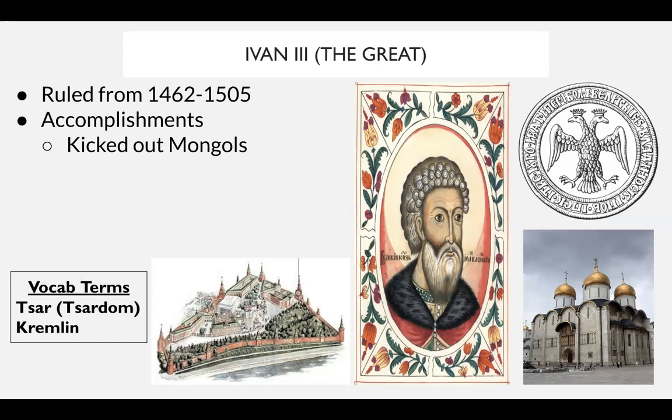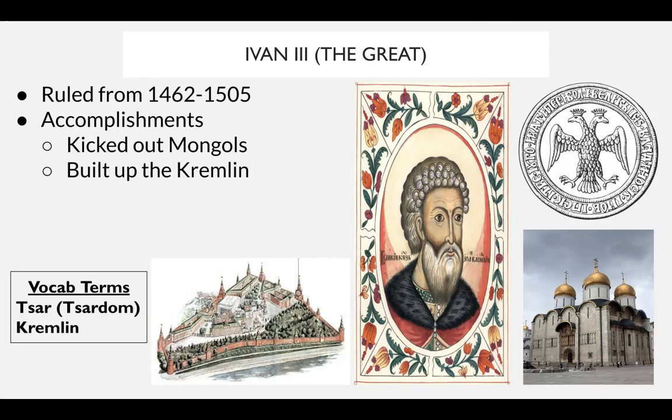And as such, he says, in order to establish my popularity, I'm going to declare myself Tsar of Muscovy. So he is one of the earliest rulers in Russian history to use the title of Tsar. But he's going to do other things to demonstrate his newfound authority after removing the Mongol yoke from Moscow. For one thing, he demonstrates this wealth and power by renovating a structure known as the Kremlin.